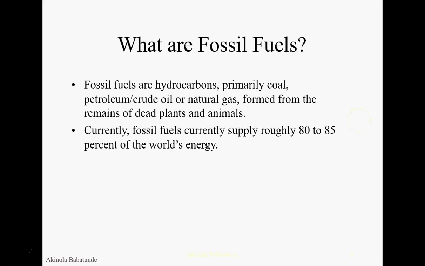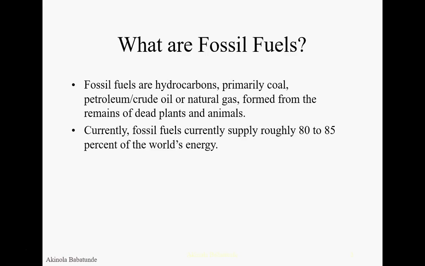Currently, fossil fuels supply roughly 80 to 85% of the world's energy, and that's enormous. This is one of the reasons many people are saying it will be very difficult to replace fossil fuel with renewable technologies. However, efforts are being made to ensure that happens. But the truth and reality on the ground is that most of the world's energy today has been supplied by fossil fuels. If renewable energy cannot meet this demand, then a 100% renewable energy world is still a far cry.